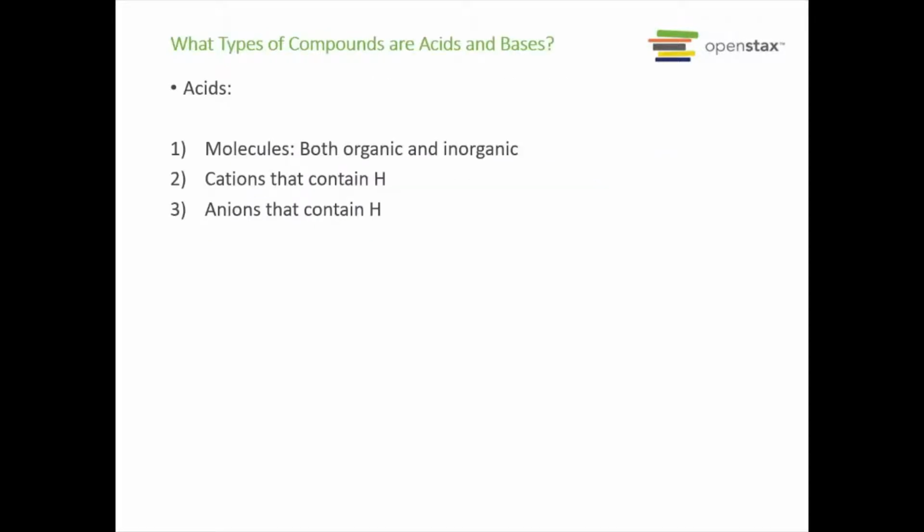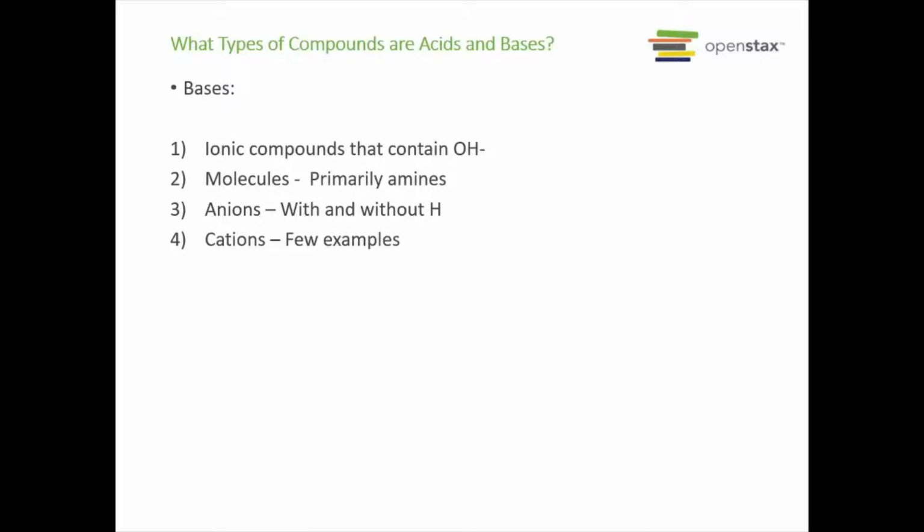So types of compounds that can be acids, they can be both an organic, which is carbon-based, or inorganic compound. You can have cations that contain hydrogen, and you can even have anions that contain hydrogen. These can all be acids. Bases tend to be maybe an ionic compound that contains OH, something like sodium hydroxide, NaOH. They can be molecules. These tend to be amines, and amines are nitrogen containing. So something like NH3 or NHCH3, these are all amines. They can be anions, either with a hydrogen or without one, and they can also be cations, but there's really not that many examples.